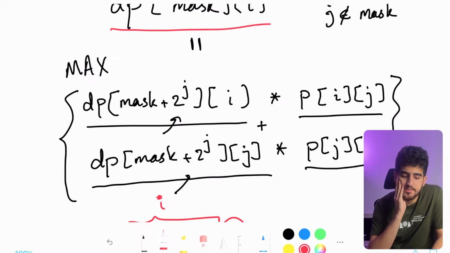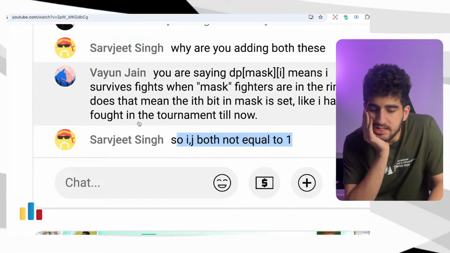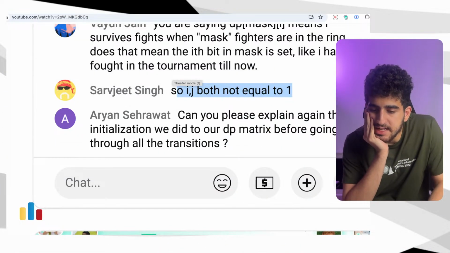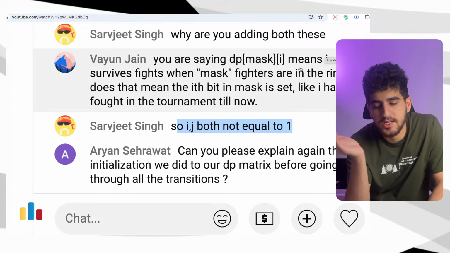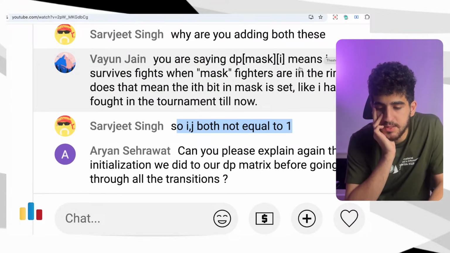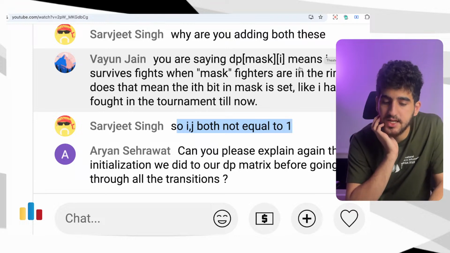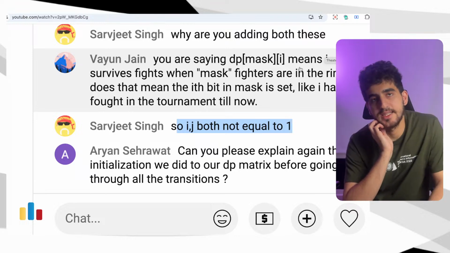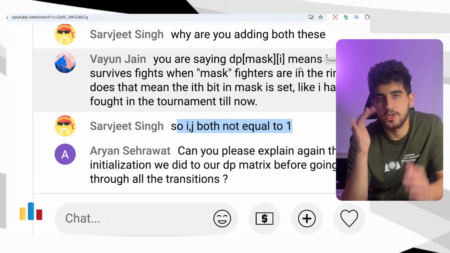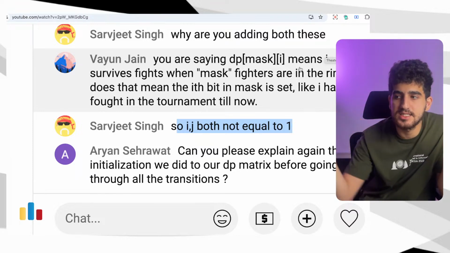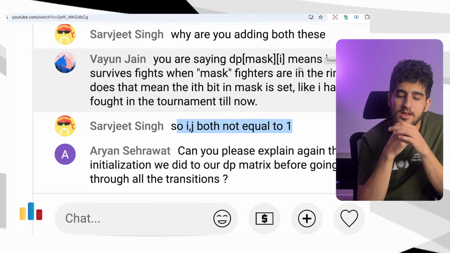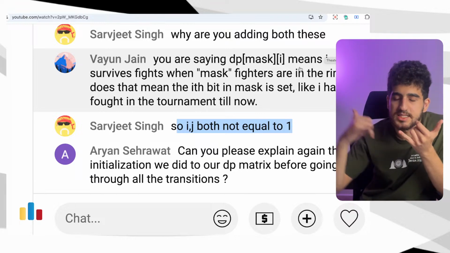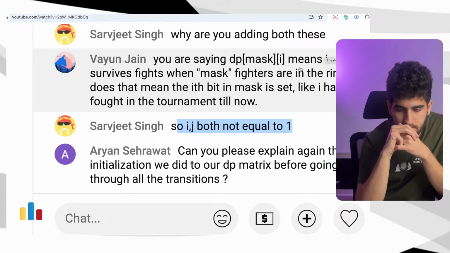You are saying dp of mask and i means i survives fights when mask fighters are in the ring. Exactly. When these people were in the ring at some point. Does that mean i's bit in mask is set? Yes. i's bit is set and j's bit is not set. So i is inside mask and j is outside, and I want to add it inside. So I go to mask plus 2 to the power of j.